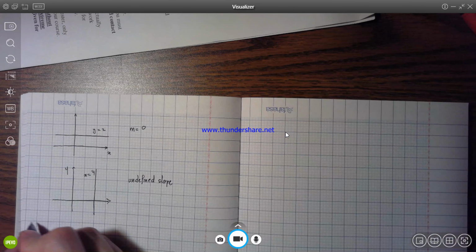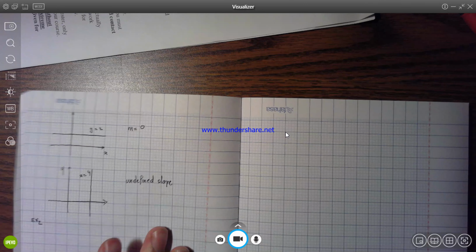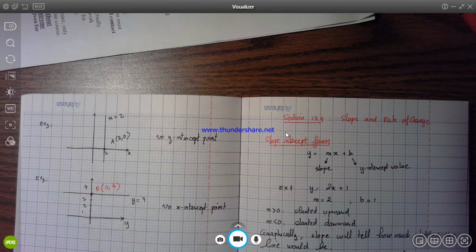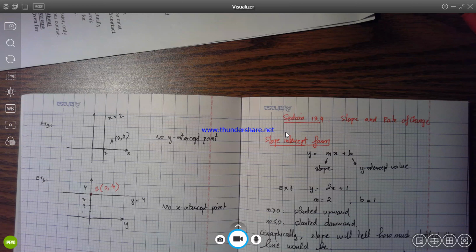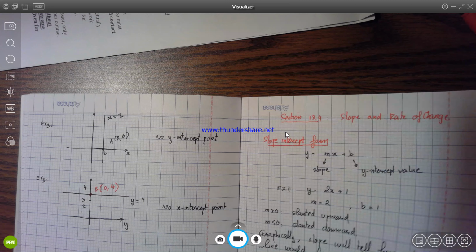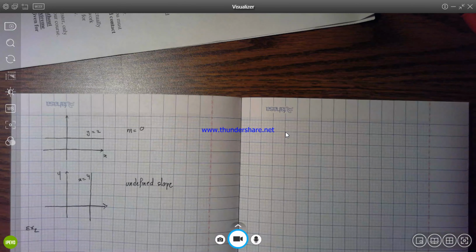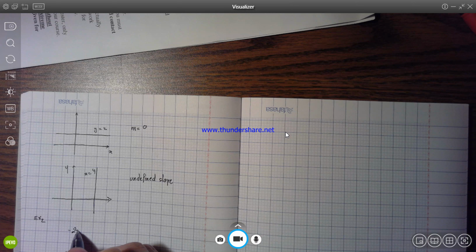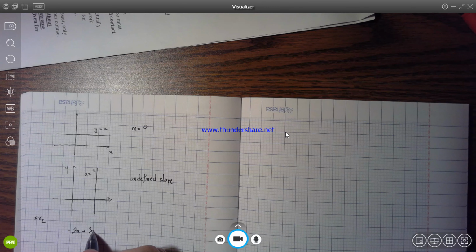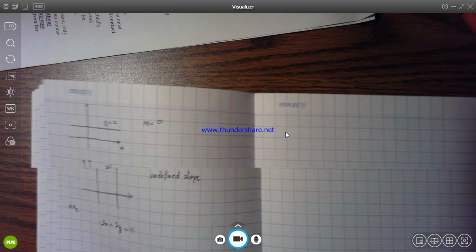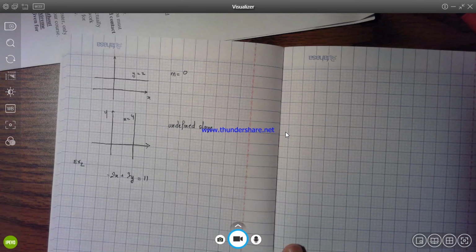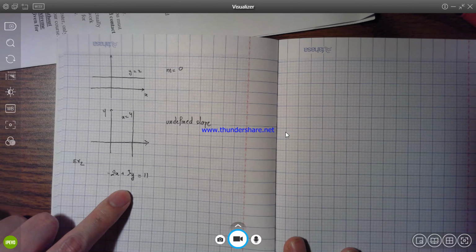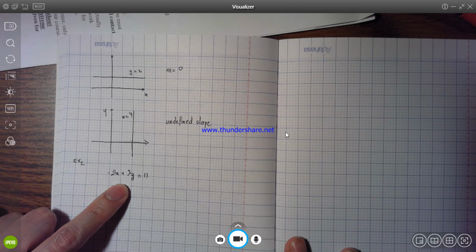I think I'm going to put example 2. So this is example 1. In example 2, I give you a linear equation like this. It's in the form ax plus by equals c. A over here is -2, b is 3, c is 11.